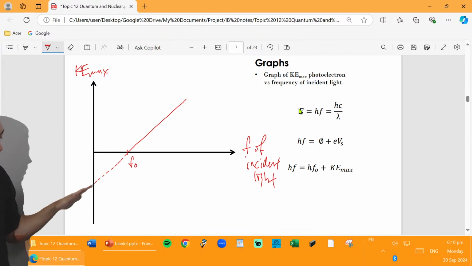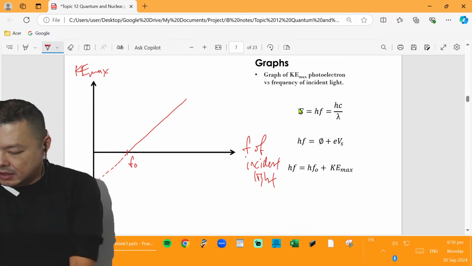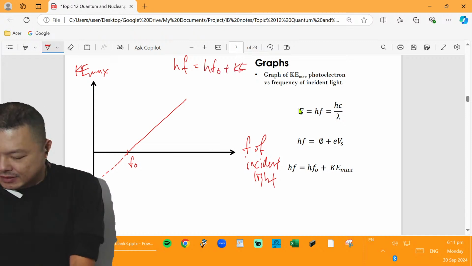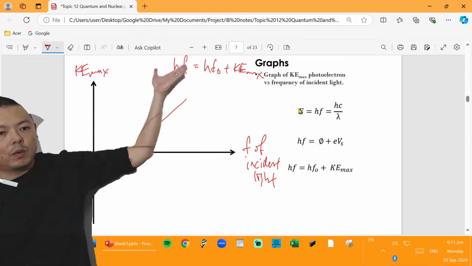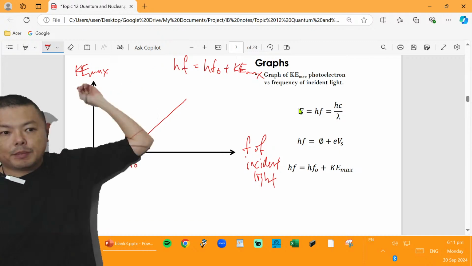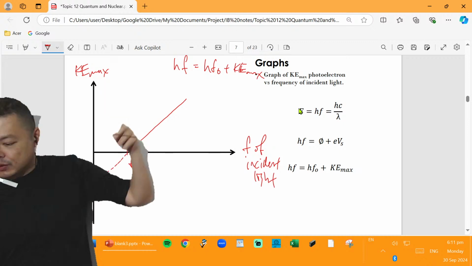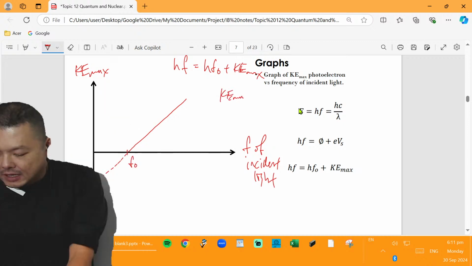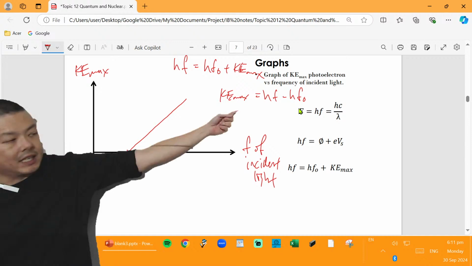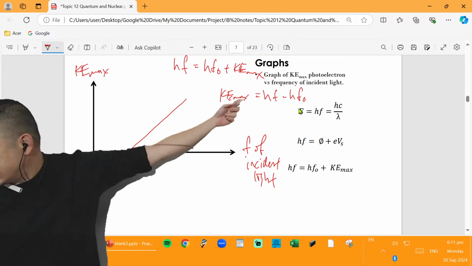Now, what's the equation of this line then? It's back to this one: hf equals hf0 plus Ke max. But what are you plotting against what? You're making Ke max the subject, because this is the y-axis. So you make Ke max the subject first. Ke max equals what? hf minus hf0. If you rearrange it like that, don't you see that? Ke max equals hf minus hf0.